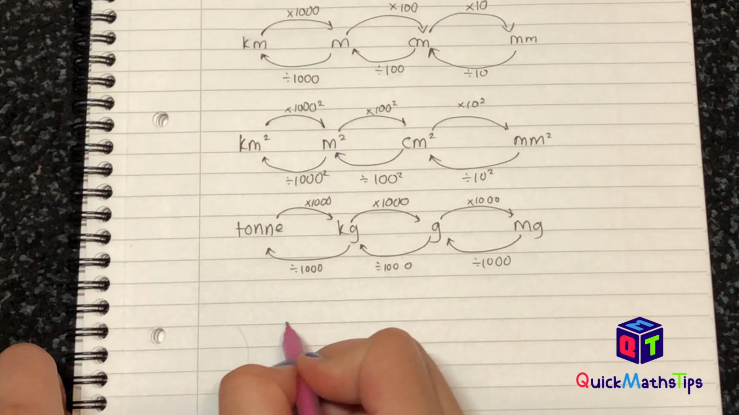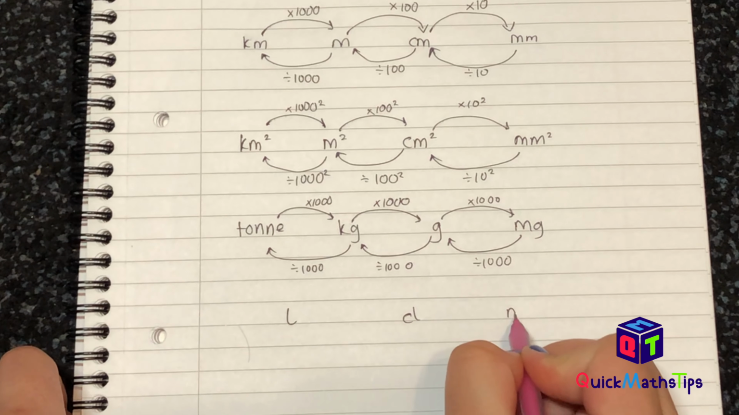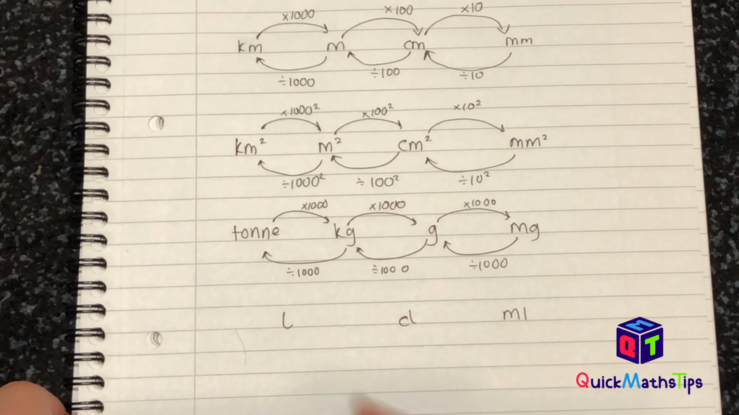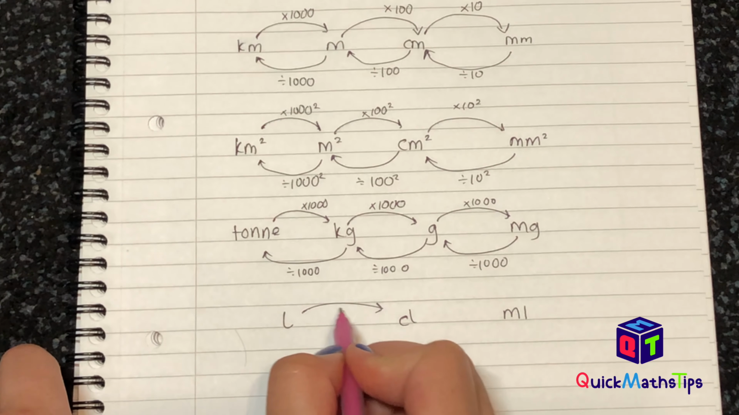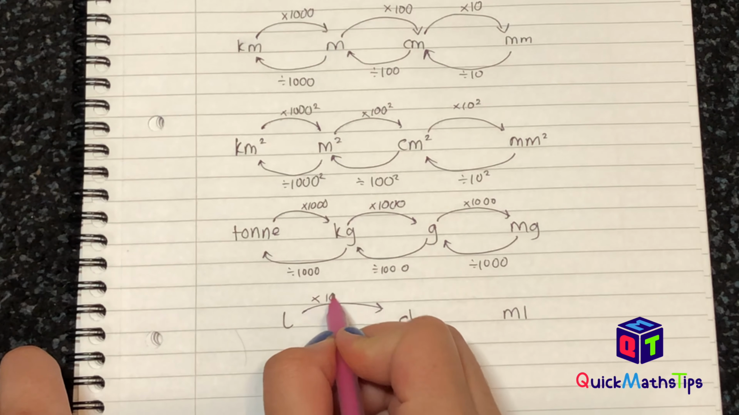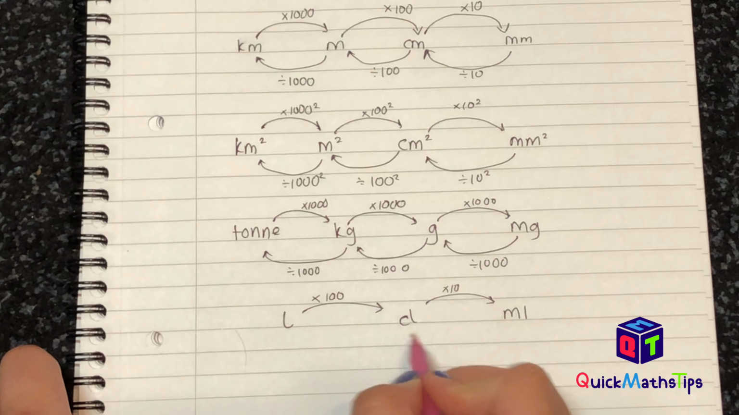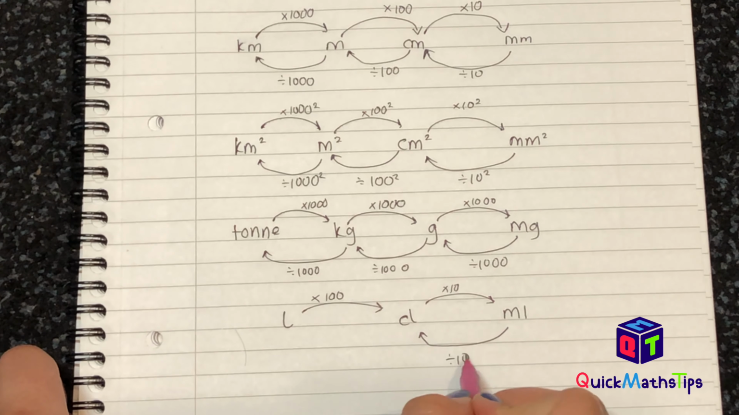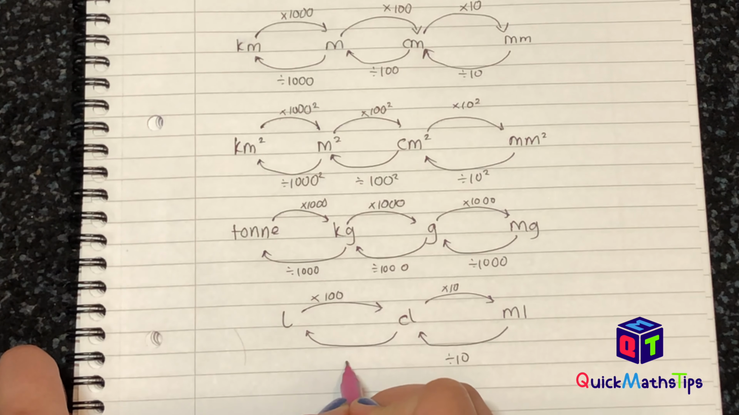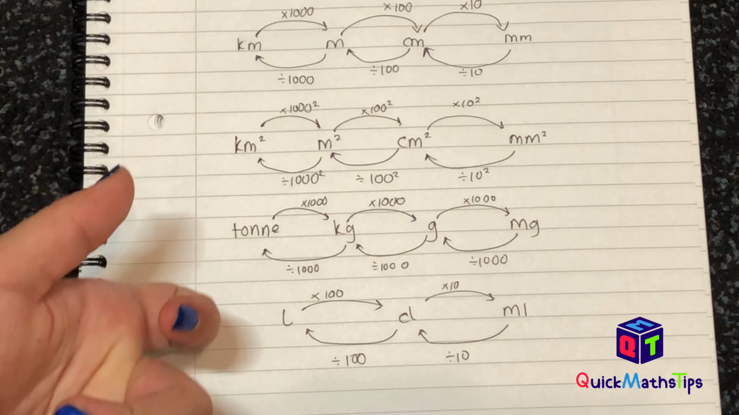Now, with capacity, we've got liters, centiliters, and milliliters, okay? To get from a liter to a centiliter, you multiply by 100. To get from a centiliter to a milliliter, multiply by 10. Opposite direction, to get from milliliters to centiliters, divide by 10. And to get from centiliters to liters, you divide by 100. Okay? So that's length, area, mass, and capacity.